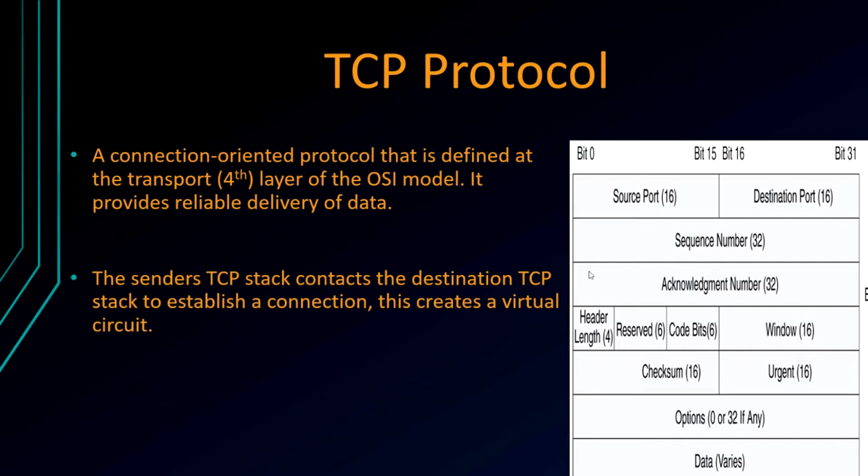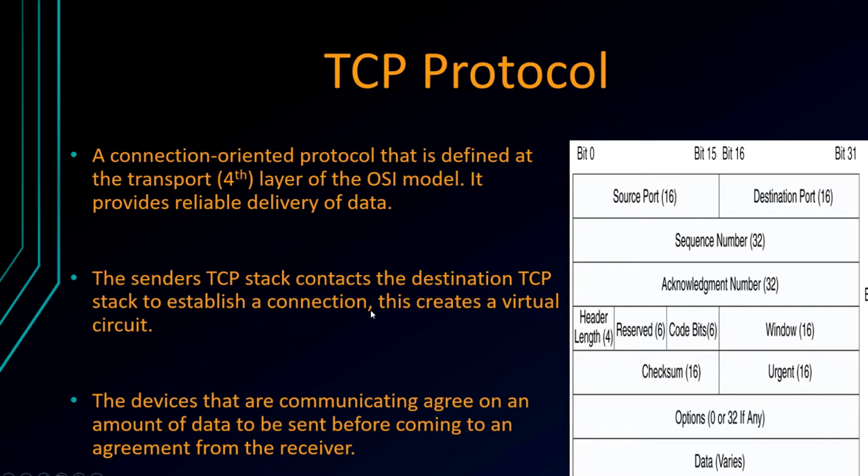So if you were giving important information, you might say, hey, did you get that? Because you want the other person to understand. Kind of like the acknowledgements, as you can see over here, it's designed to get verification. So the devices that are communicating agree on the amount of data to be sent before coming to an agreement from the receiver. And that's going to be known as the window size.